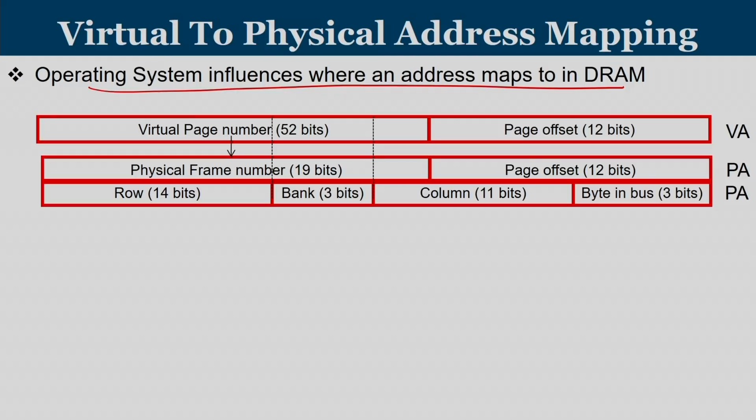So consider this case, you have 19 plus 12, that is a total of 31 bits. You are going to have 2 GB of RAM. That's why it's 31: 19 plus 12 is 31 bits.